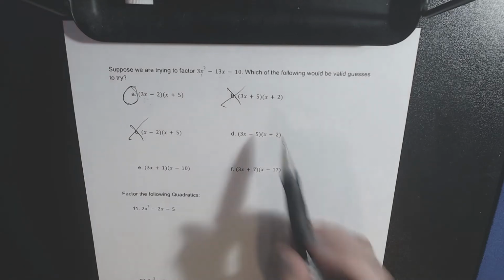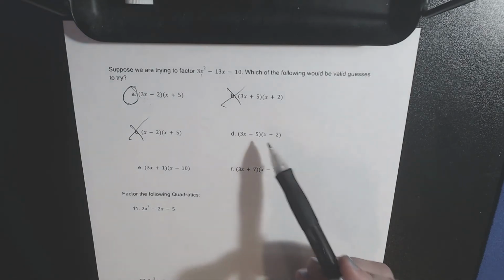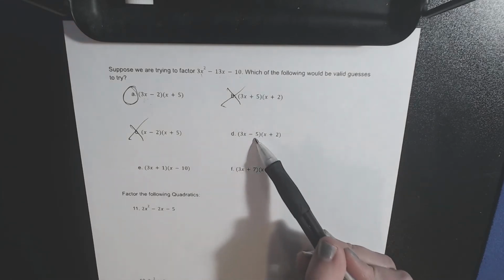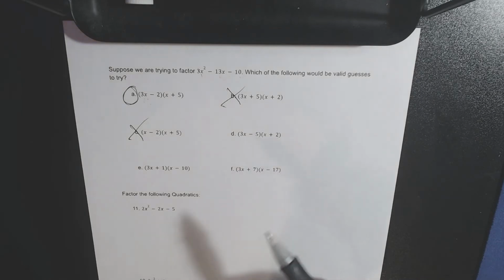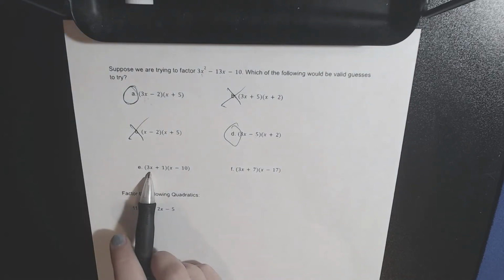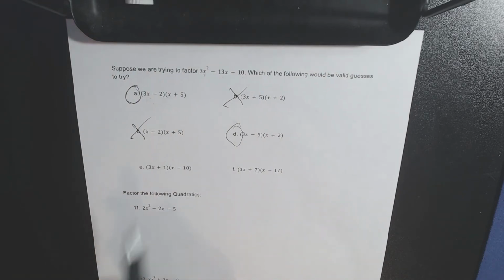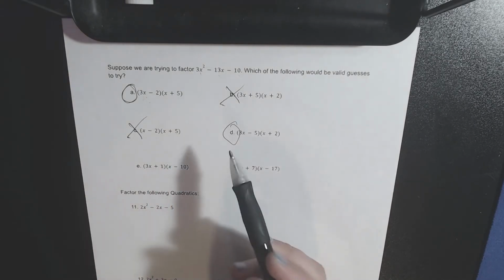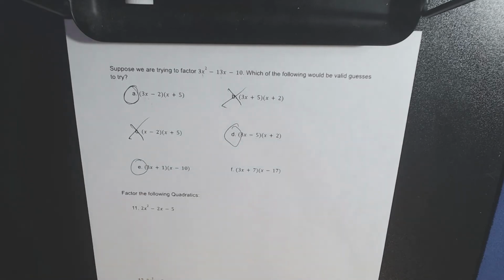Let's go ahead and check this next one. We've got 3x minus 5 and an x plus 2, so it's got the 3x, that's good. And then negative 5 times positive 2, that is okay, right? That gives us negative 10. So that could be a guess. Let's look at the next one, 3x plus 1 times x minus 10. Is that a good guess? Yeah, it is, right? 3x times x gives you 3x squared, and then 1 times negative 10 gives you negative 10. So we could try that one.